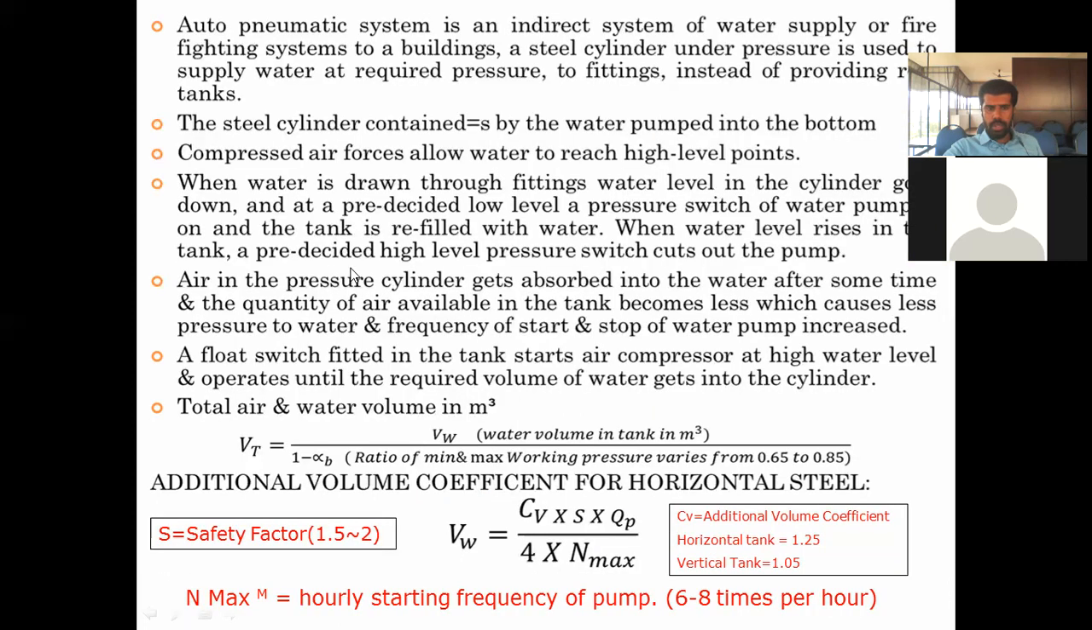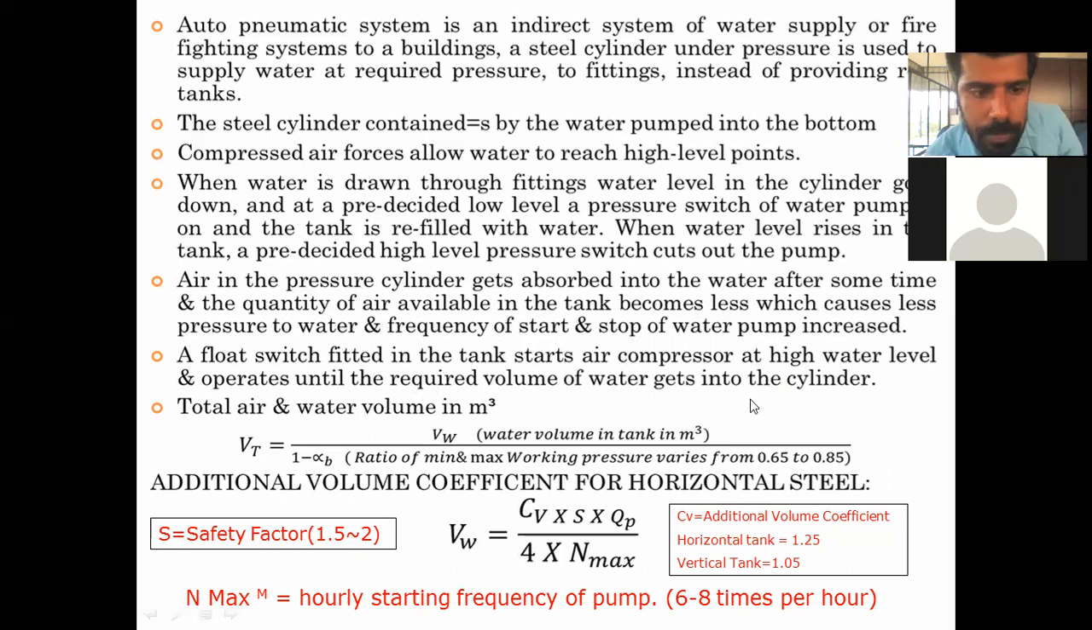Why do we need the float switch? Air in the pressure cylinder gets absorbed into water. After some time, the quantity of air available in the tank becomes less, which causes less pressure to the water, and the frequency of start and stop of the water pump increases. Now, what is the purpose of a float? A float switch fitted in the tank starts the air compressor at high water level, and operates until the required volume of water gets into the cylinder.